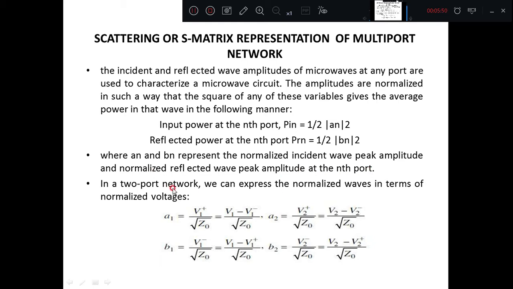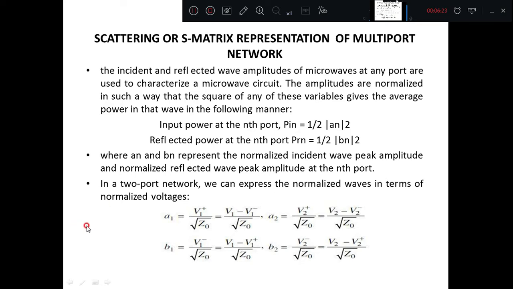So in a two-port network, we can express the normalized wave in terms of the normalized voltages. So this A1 is nothing but what? It is V1 plus divided by square root of Z0. So this square root of Z0 corresponds to what? It is the normalization impedance, right? And it is V1 plus, right? So if I take the input voltage V1, it is the incident voltage plus the reflected voltage. V1 is the voltage at the nth port.